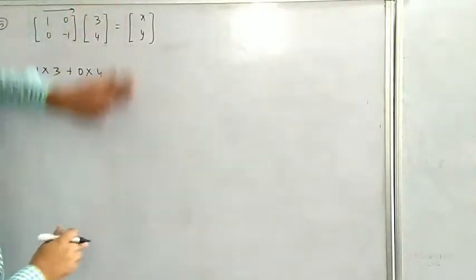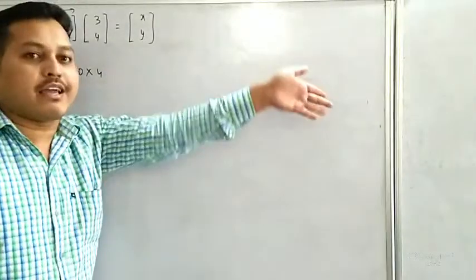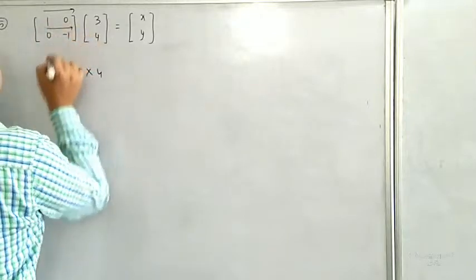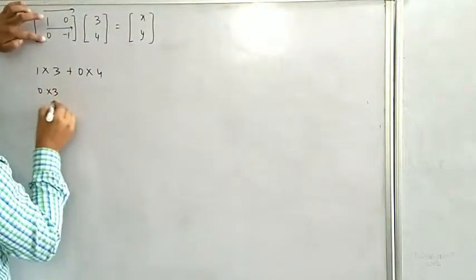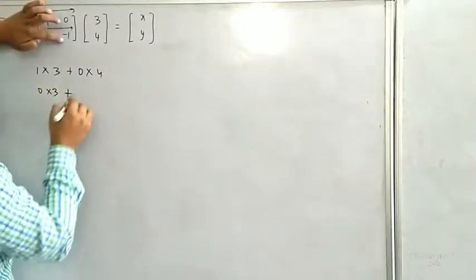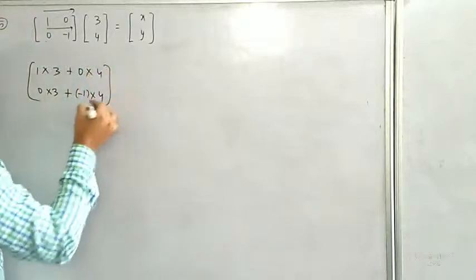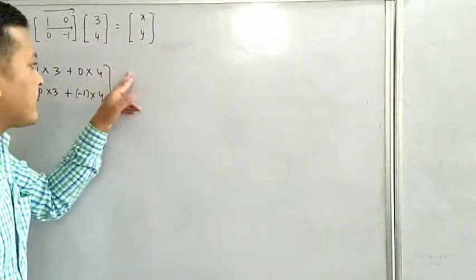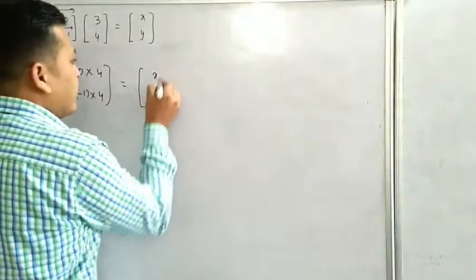The first row and column is finished, so we will not go ahead in that row. Then we will take the second row: 0 into 3, next plus minus 1 multiplied by 4. Then the product is finished because there is no second column. If a second column were coming, we could write it here. So it is equal to [x; y].